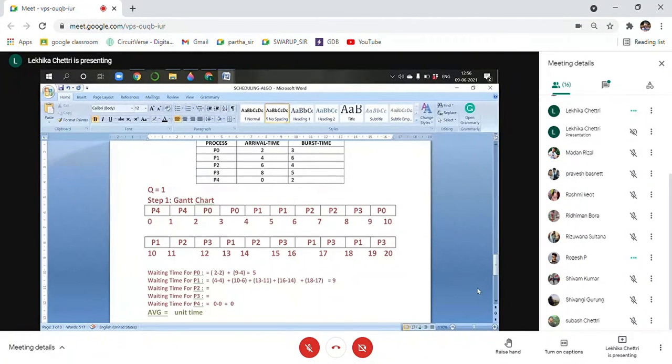So now please calculate for the rest the waiting time for P2 and P3 and give me the waiting time. Ma'am, P2 5, P3 6. P2 5, yes, is correct. And P3, how much? 6. 6.